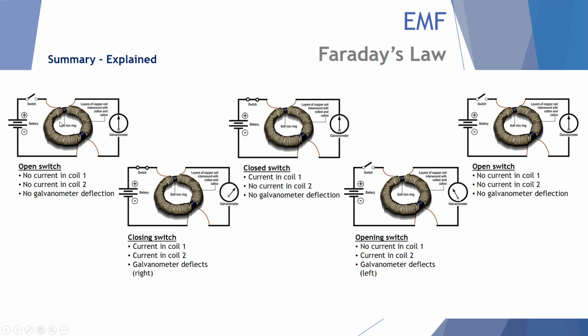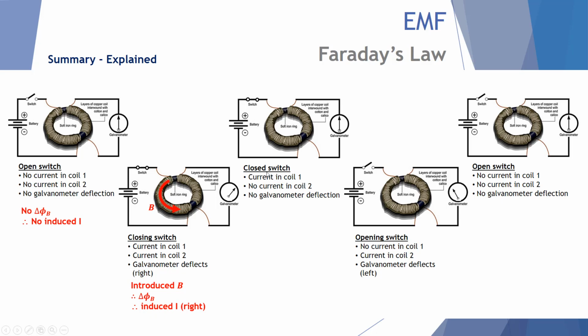In our first scenario, where we've got no current on either side, we have no change in magnetic flux, and that is why there is no induced current in the second coil. When we first close this switch, we introduce a magnetic field that runs around in a circular manner, and this introduces a change in magnetic flux. When we have a change in magnetic flux, that's when an induced current is created, and this is to the right.